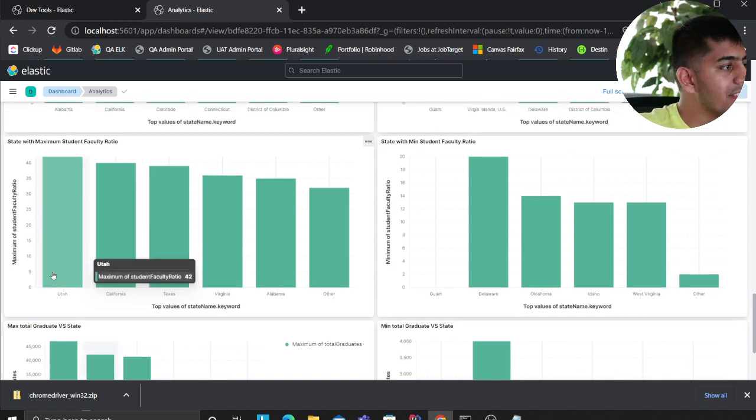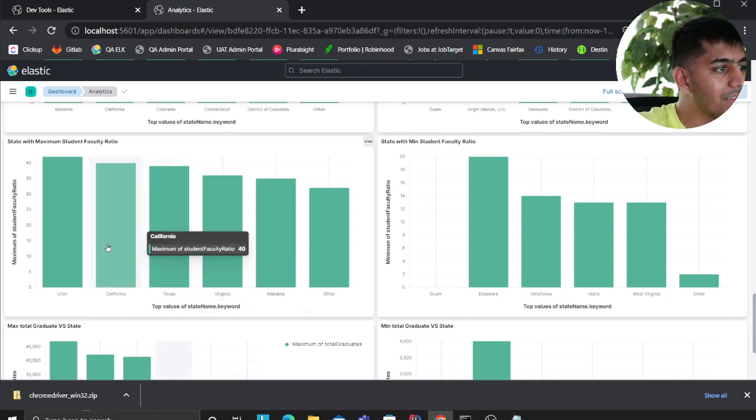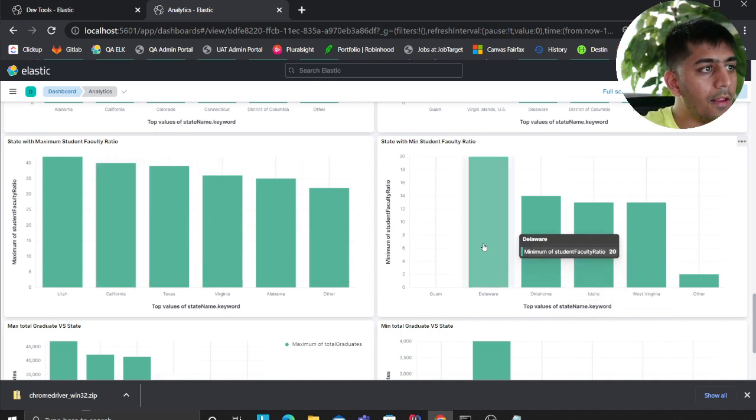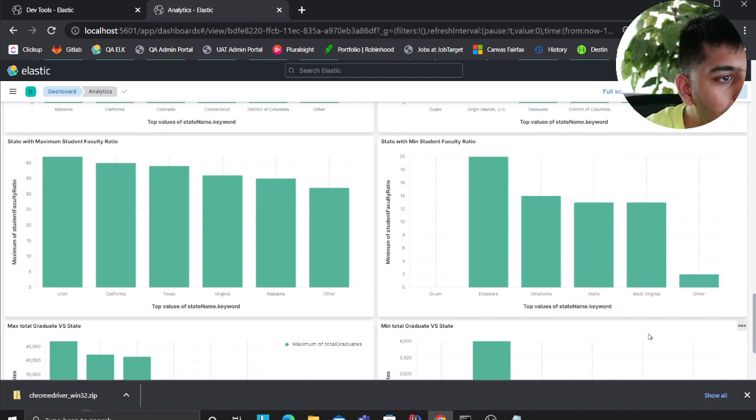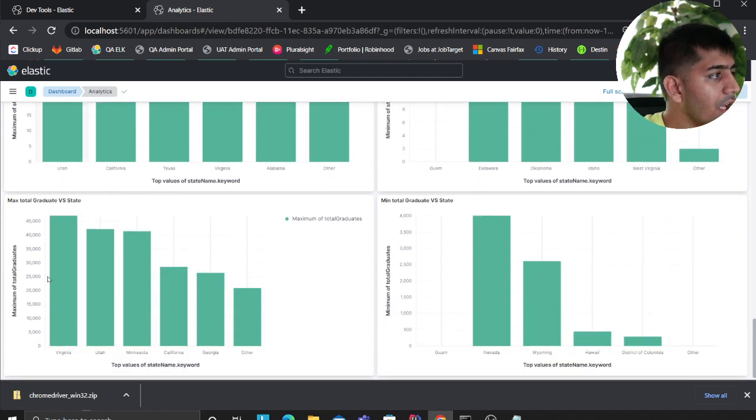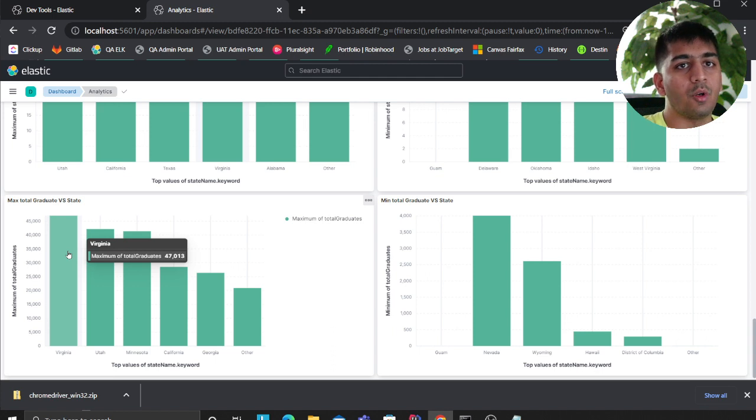On the left hand side is the maximum. Utah, California and Texas have the maximum student to faculty ratio. California has about 40, the ratio is 40, Texas it's 39. The states with minimum student to faculty ratio are clearly West Virginia, Oklahoma, and Delaware. Amazing, right? Again, I can provide you much more, but this is the last one I want to provide.